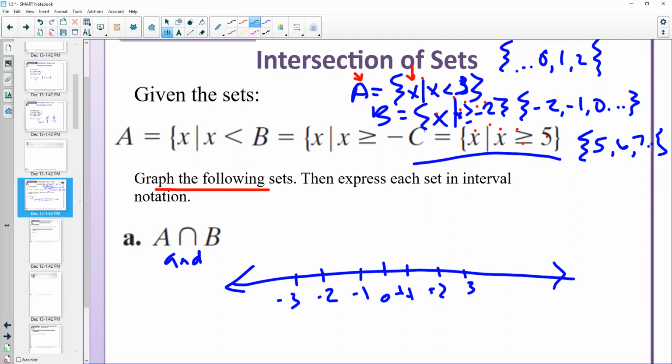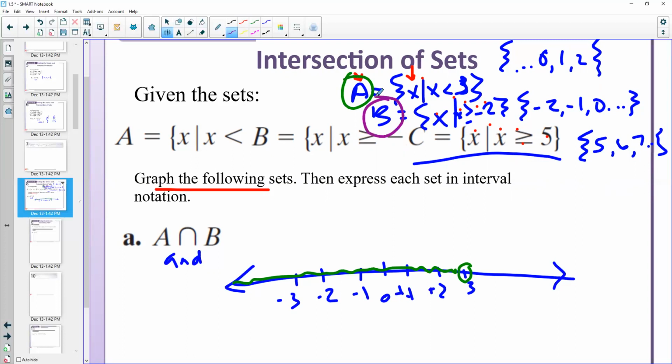All right, A is x's less than 3. So I'm going to do A in green. x is less than 3. Less than means 3 is not included, gets an open circle. And I'm going to color in the direction of less than. I'll do set B in purple.